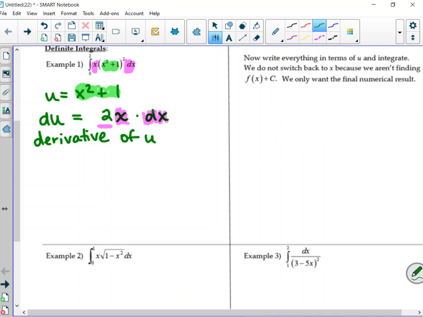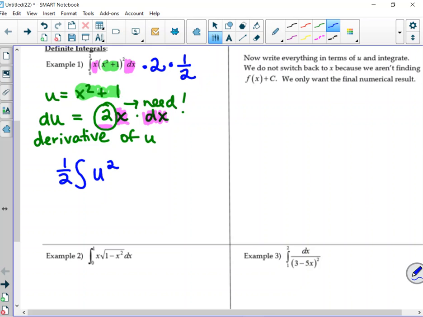But I gotta have what's in my du in my work. So I need a 2 to make everything work. So I'm gonna throw a 2 in the problem. And you'll see I do this a couple different ways. I'll throw the 1/2 down as well. So when I go to rewrite this, I'm actually gonna put the 1/2 in the front.